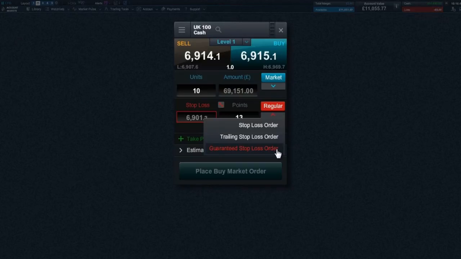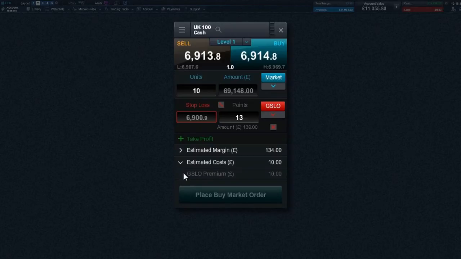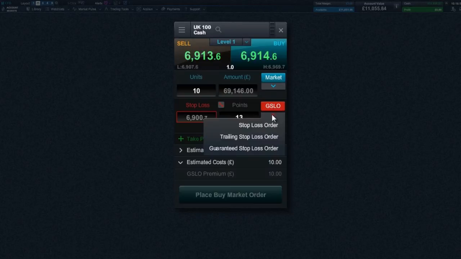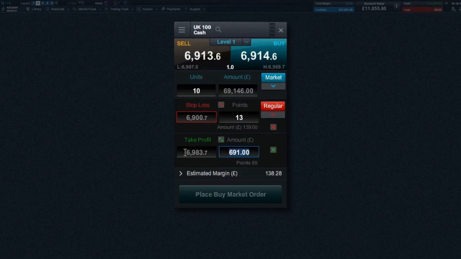Guaranteed stop loss orders work the same as regular stop losses, except they're guaranteed to close out trades at the price specified, regardless of volatility or gapping. There is a small premium paid when placing a guaranteed stop loss order. You can add a take profit order, which you can set by target price or approximate amount of money you would like to gain from the position.